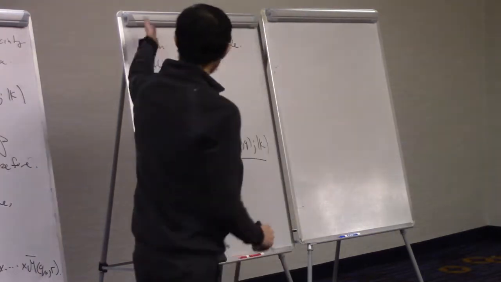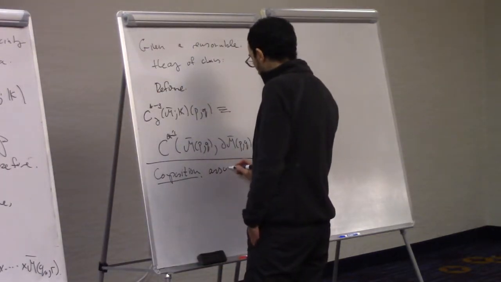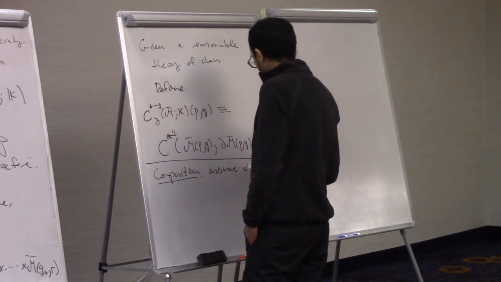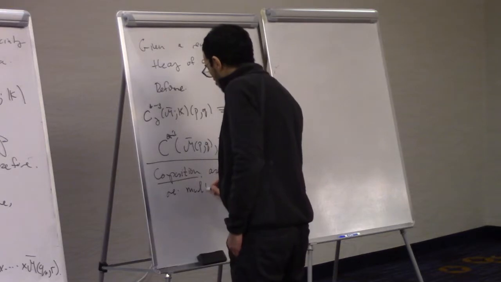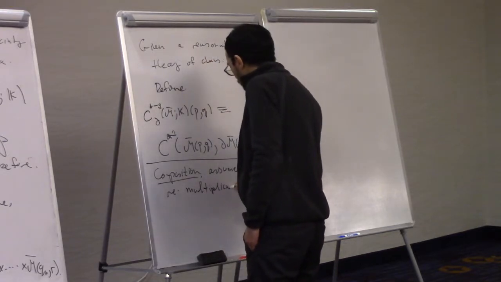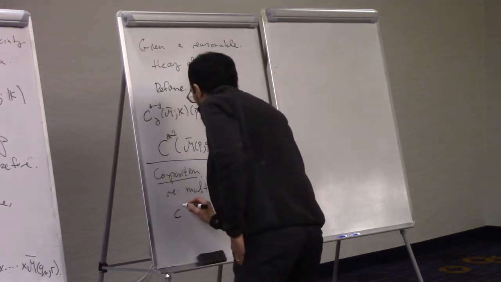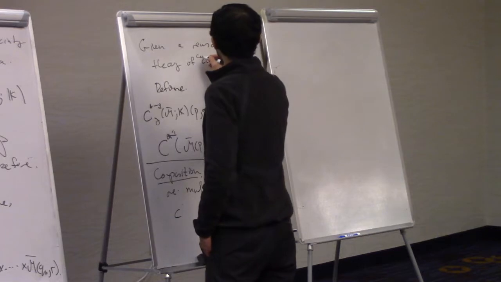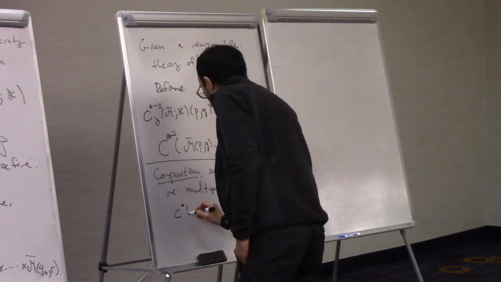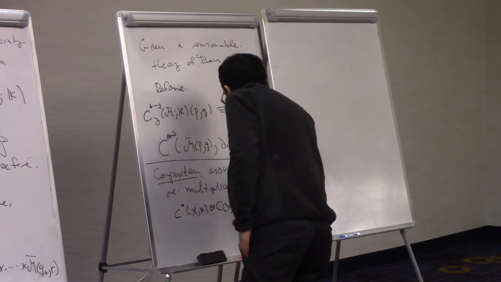Well, when I say it's a reasonable theory of chains, it means we have to assume that the chains are somehow multiplicative, i.e., we have a map of quotient theory: the cochains on X with coefficients in K, tensor cochains on Y with coefficients in K, map to cochains in the product.